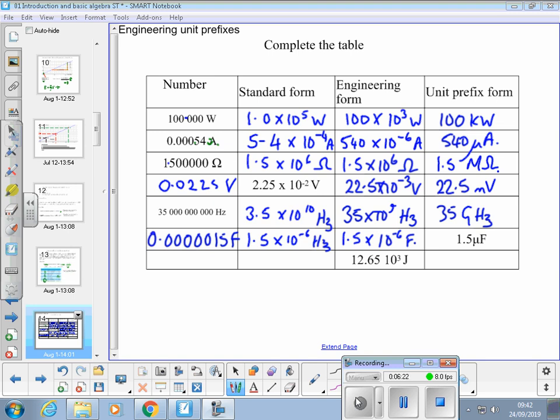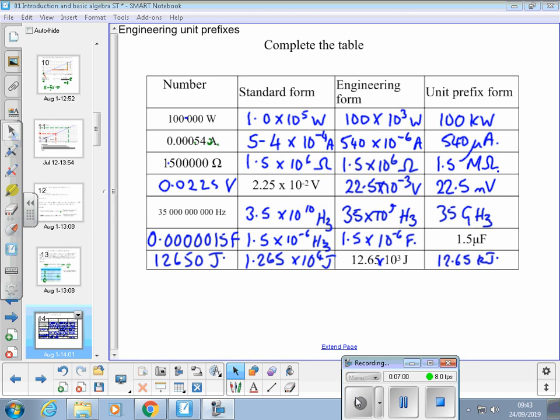12.65 times 10 to the 3 joules is 12.65 kilojoules. It's 1.265 times 10 to the 4 joules in standard form, and it's 12650 joules.